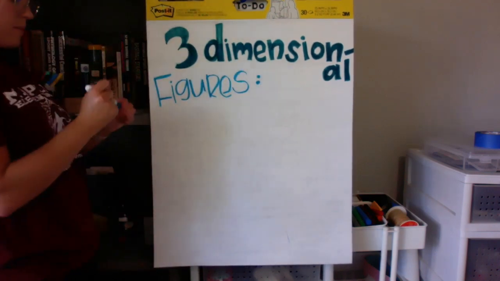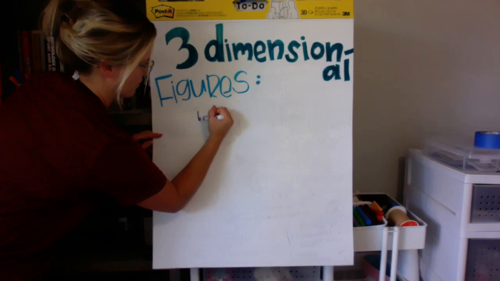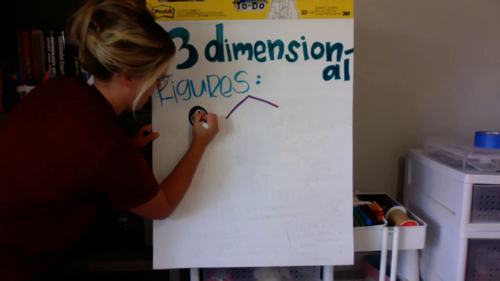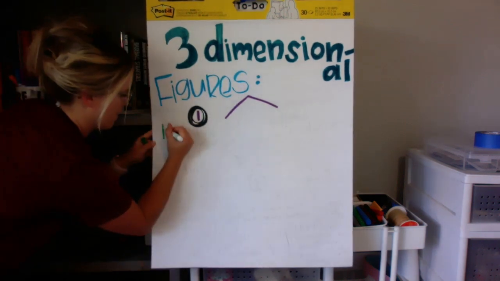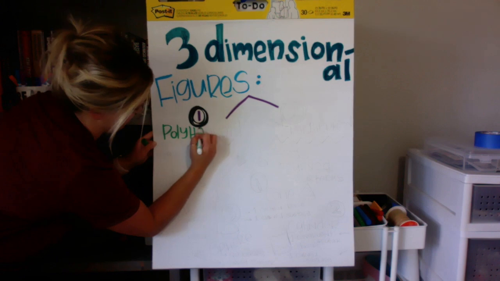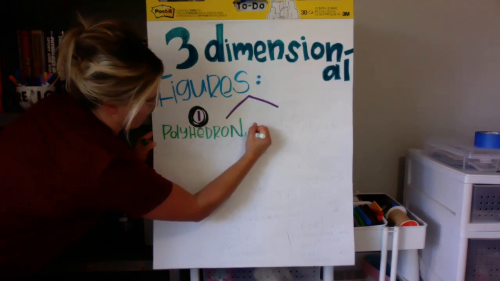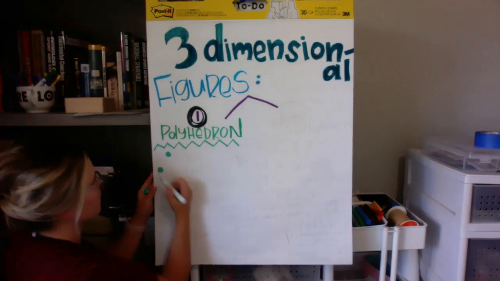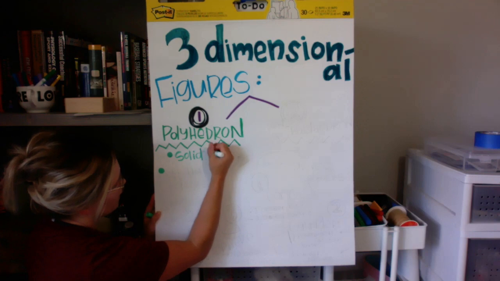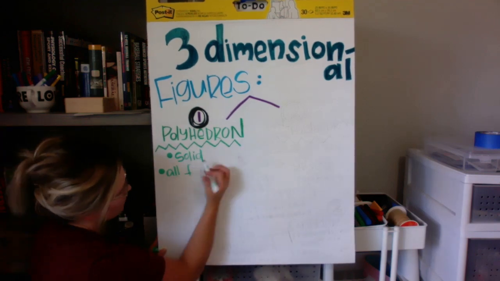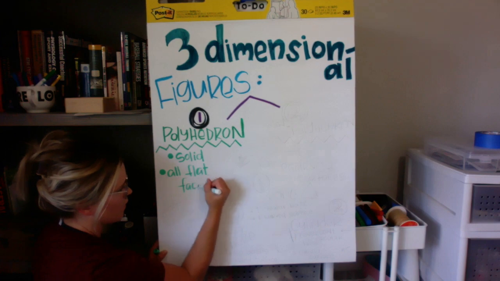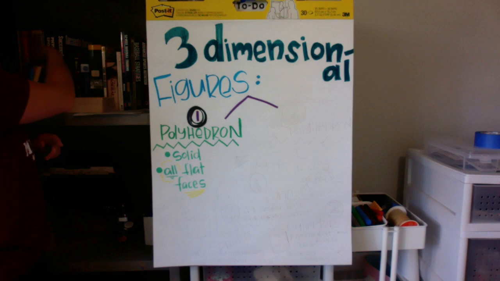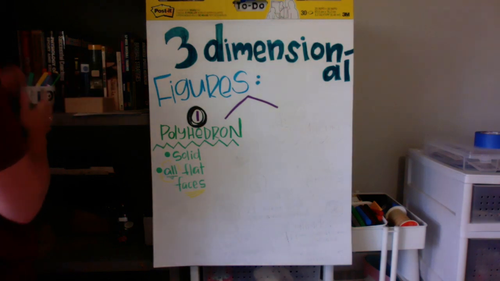Three-dimensional figures can either be a polyhedron or they can be a non-polyhedron. You'll see me demonstrate that here. When we classify a three-dimensional figure as a polyhedron, we mean that it is a solid three-dimensional shape and that all of its faces are flat. All of its faces are also made up of polygons, hence the word polyhedron.